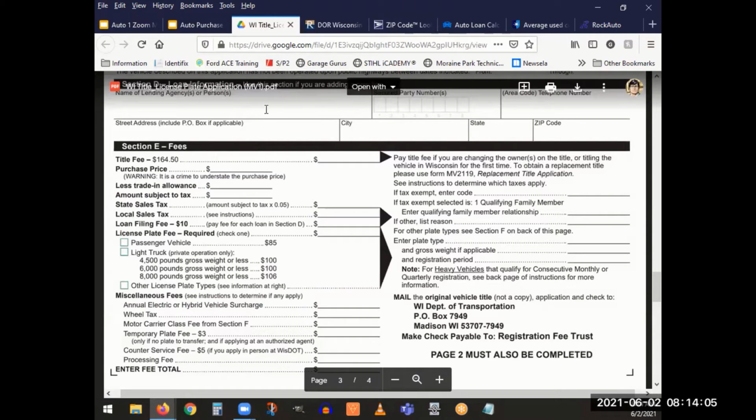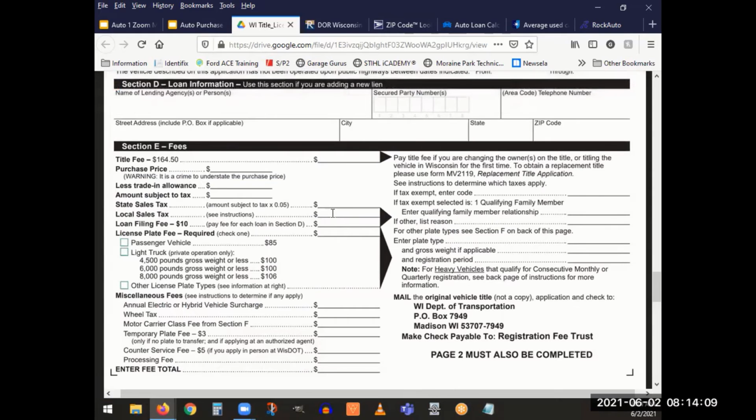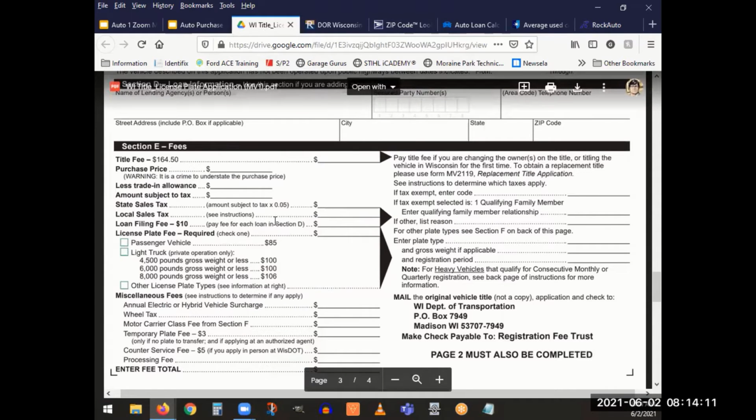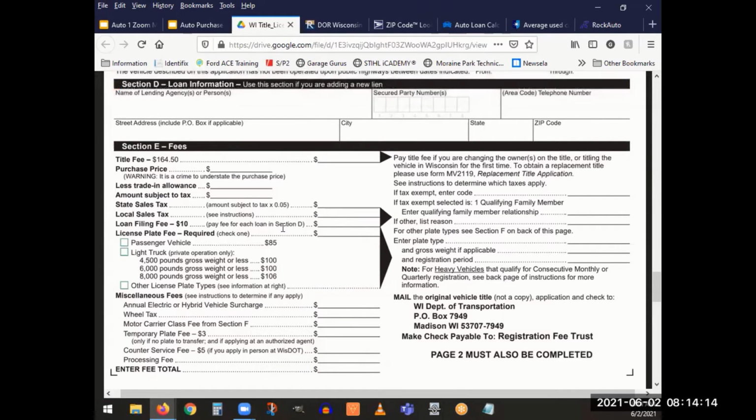So what you'll end up doing then is essentially taking your total amount that you owe and multiplying that by 0.005, and writing down that amount there for the local sales tax.